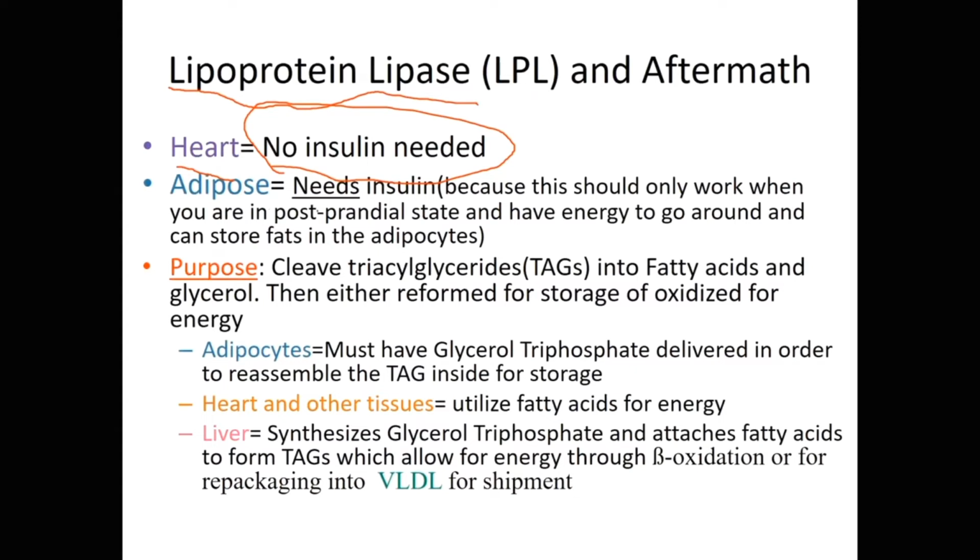But adipocytes, however, do need insulin, because adipocytes aren't really that fantastic. They're pretty much just storage molecules of fat, and we know that.